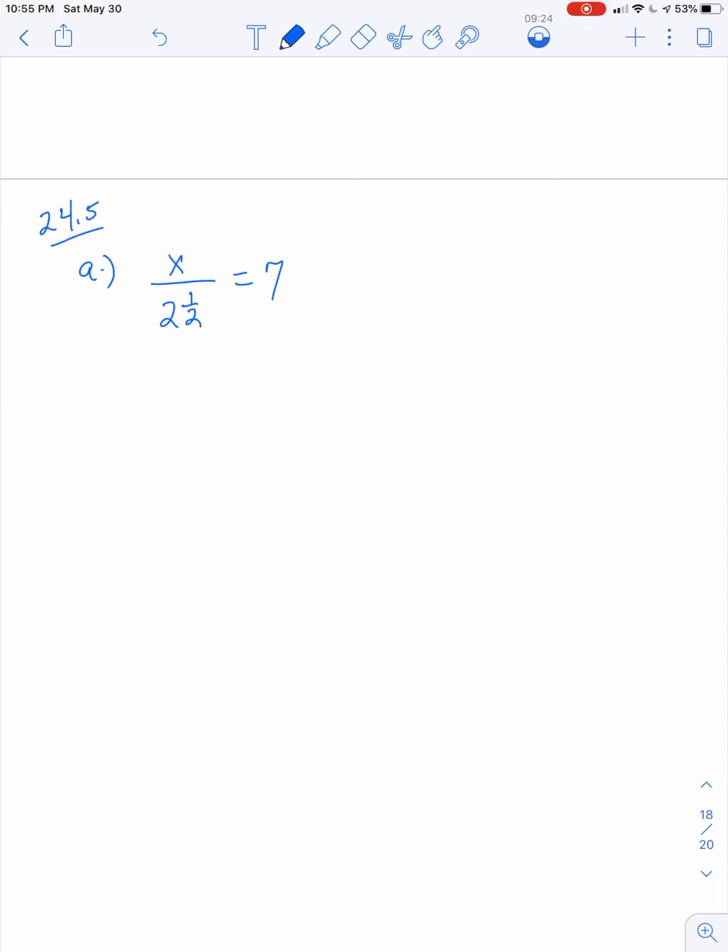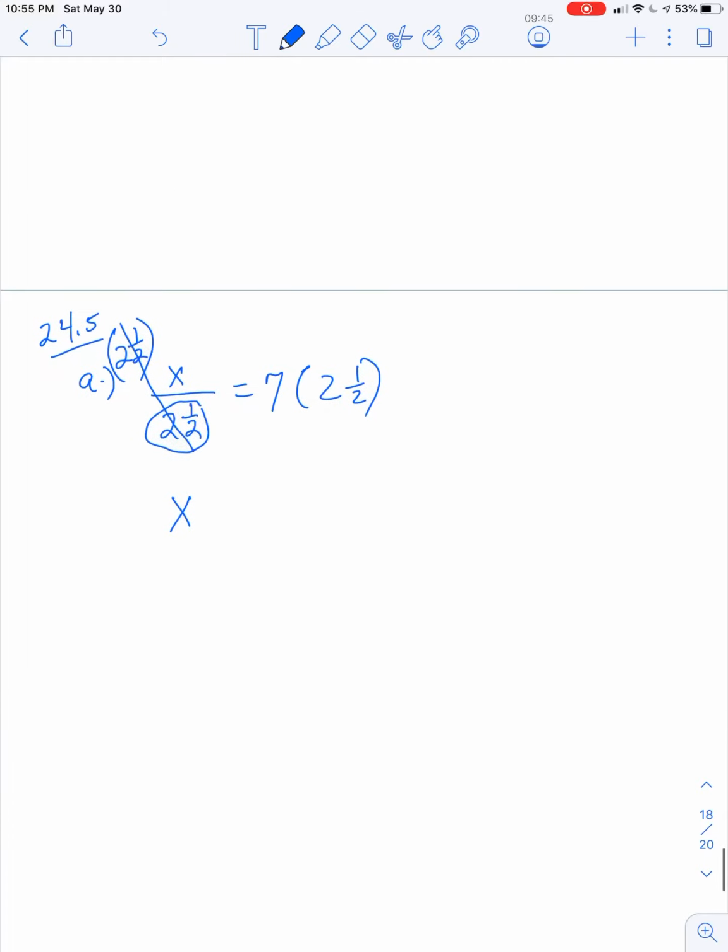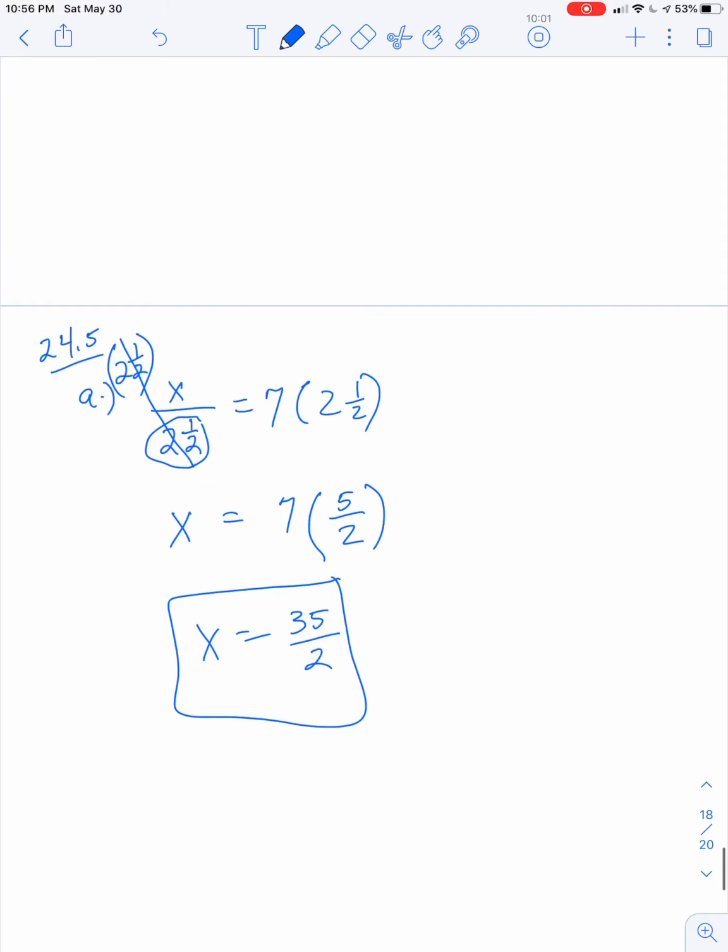Okay, so in this case, we're trying to isolate the variable x again. So I'm going to multiply by this term, because if I do that, I'm going to get 2 1/2. Put it in parentheses, that's going to act as my multiplication symbol. 2 1/2 over 2 1/2 is 1, right? But remember, we have to do the same thing to the other side. So I've isolated my variable. 7 times, and I'm going to change this to an improper fraction. 2 1/2 becomes 5/2, and x is going to be equal to 35/2.